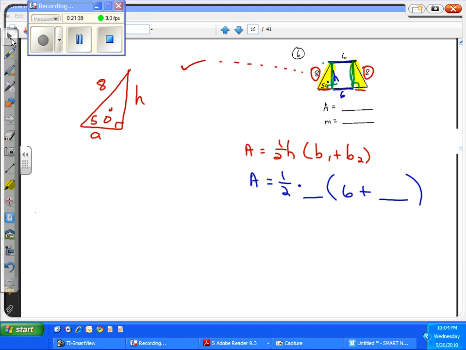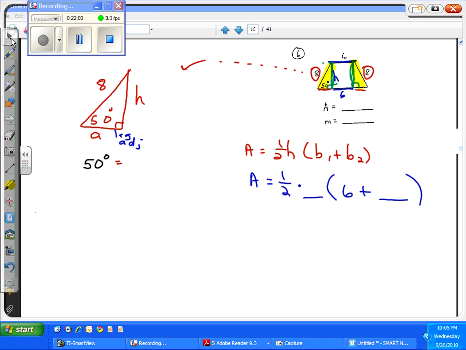I need to find the height, and I need to find this little piece. I'm just going to call it A. We can't use the Pythagorean theorem. We're going to have to use a trigonometric ratio. So we're going to put the angle 50 degrees is equal to, it doesn't matter which one you find first, we'll just go ahead and find A.